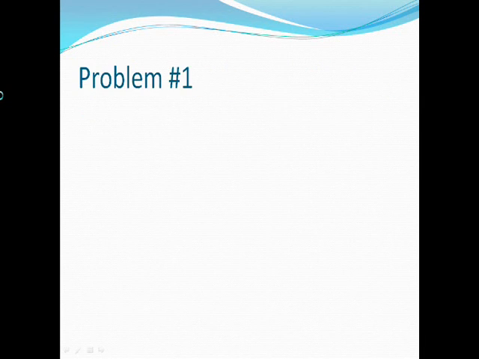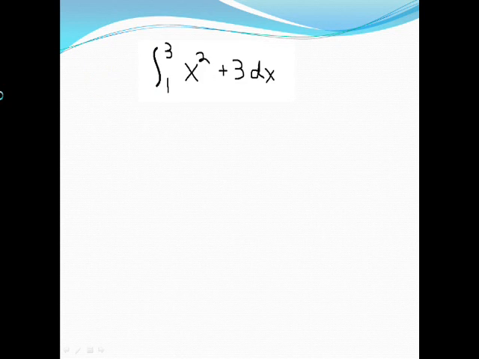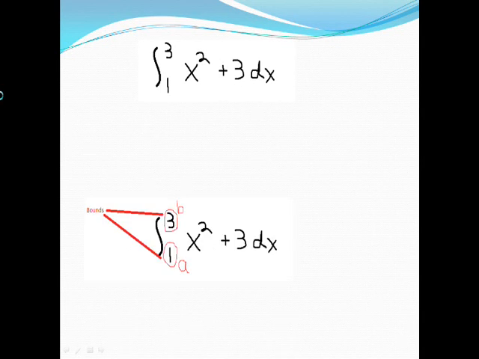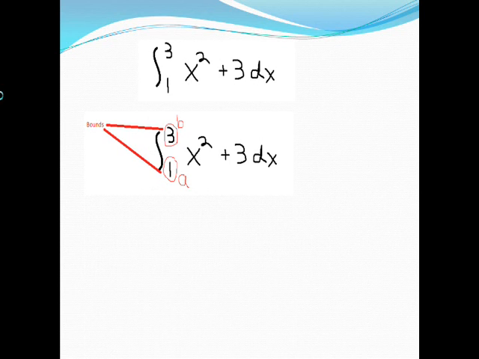Alright, so problem 1. You guys can pause the video when the problem comes up and try to work it on paper. These are pretty simple problems, just really to help you get down the format of how to do integrals, or basic integrals I should say. So the integral from 1 to 3 of x squared plus 3 dx, you need to recognize your bounds first. So b is equal to 3, a is equal to 1, those are your bounds. And then you have x squared plus 3 dx.